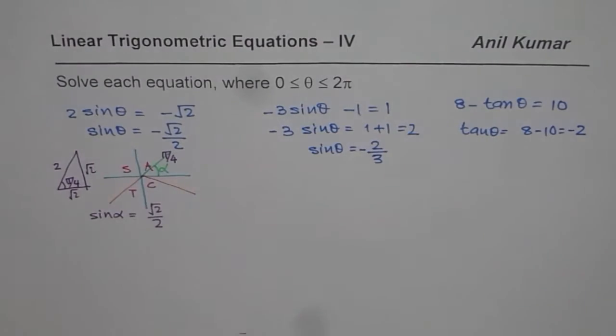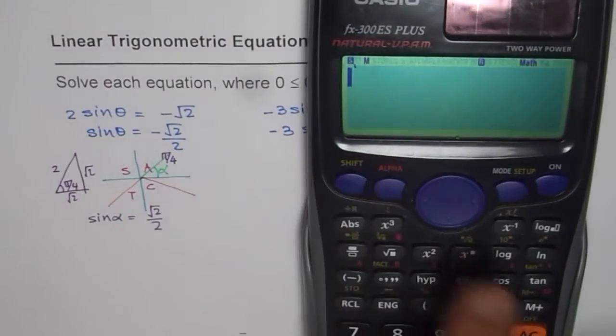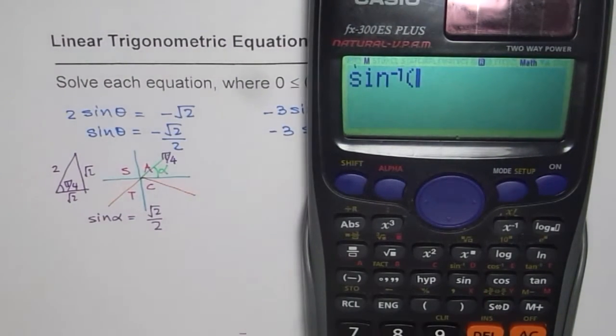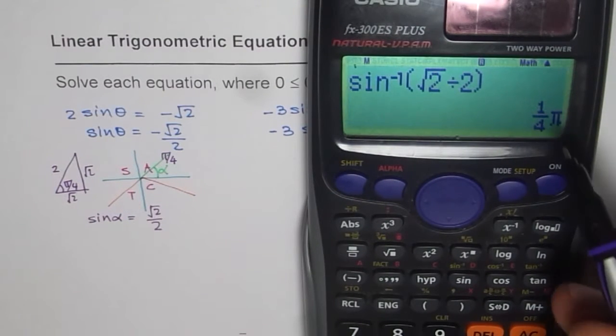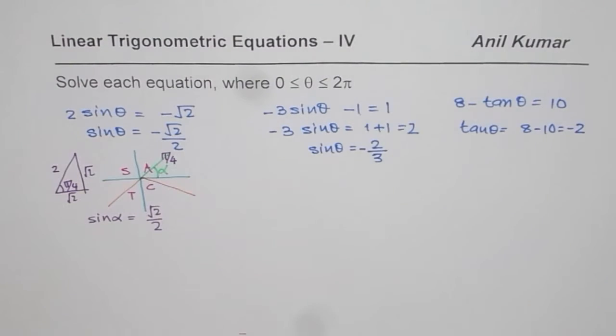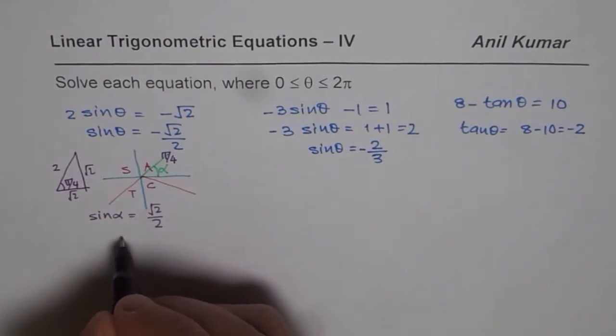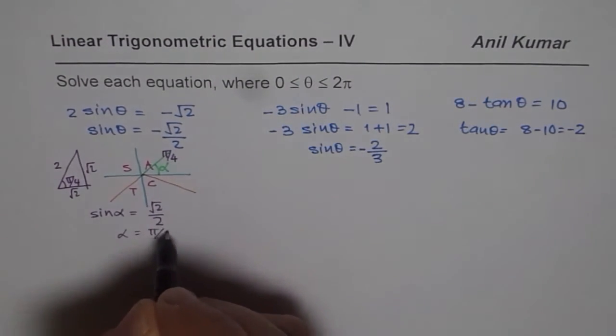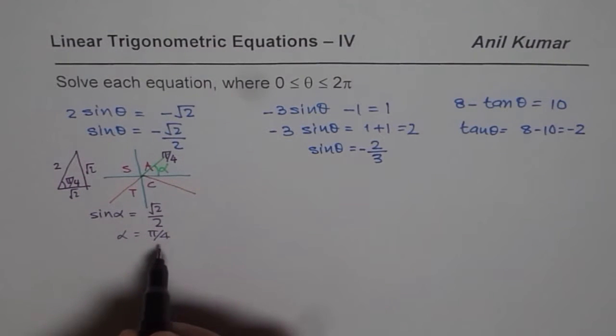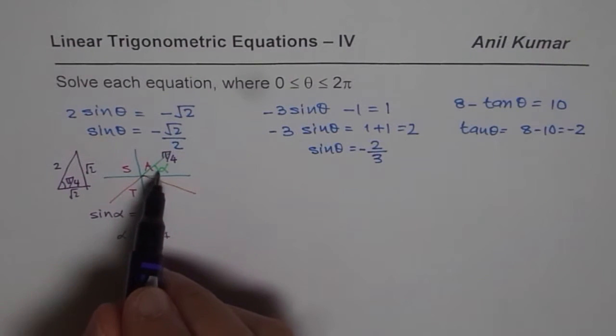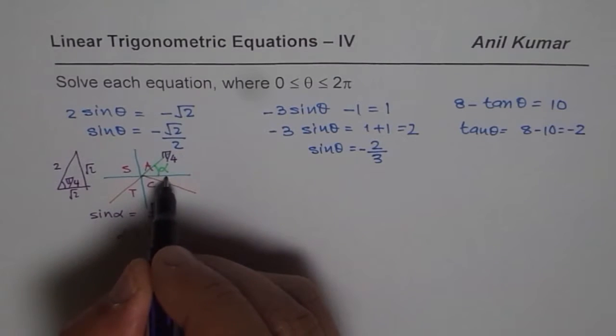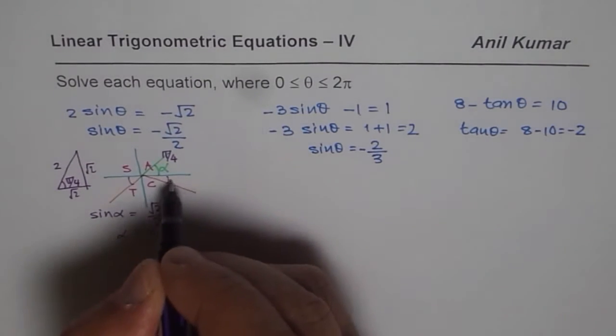You could also use a calculator and say shift sine inverse. Within brackets you have square root 2, and then you divide this by 2, right? Bracket close, equals. You get pi by 4, the same answer. So you get alpha equals pi by 4. Now this is not the real answer. This is your reference acute angle, right? That means this angle is pi by 4.